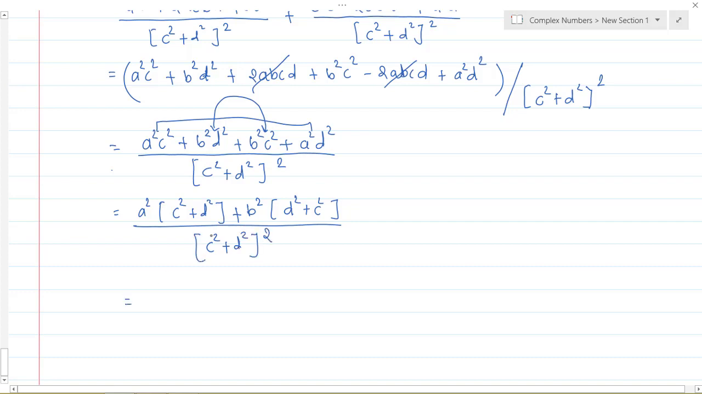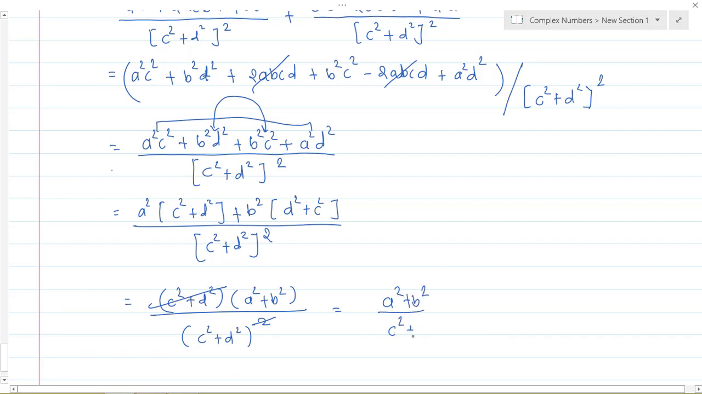Okay, this is equals to, now in these two terms in the numerator, c² + d² is common, so keep this as it is, so we will be having (a² + b²) whole divided by (c² + d²)². So this part and this single part can be cancelled, so that's it, we get the answer (a² + b²) upon (c² + d²). Okay, hence proved.